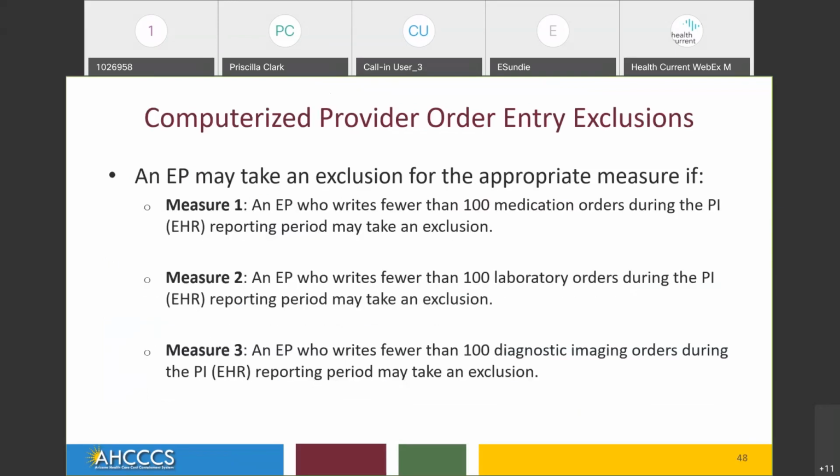An EP may take an exclusion for the appropriate measure if, for Measure 1, the EP writes fewer than 100 medication orders during the PI reporting period. For Measure 2, an EP who writes fewer than 100 laboratory orders during the PI reporting period may take an exclusion. For Measure 3, an EP who writes fewer than 100 diagnostic imaging orders during the PI reporting period may take the exclusion.